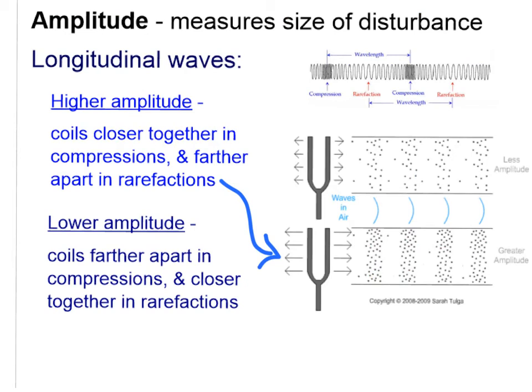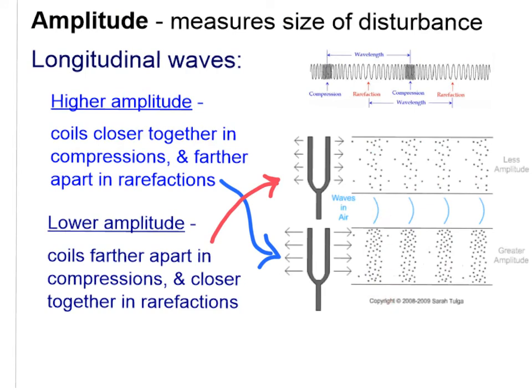When we're talking about lower amplitude, we are looking at relative to each other, relative to a higher amplitude. In lower amplitude, the coils in the compressions are not quite as close. They're a little bit farther apart than when I have more amplitude. And then also, the coils are a little closer together in the rarefactions. So you would see more of an even distribution between the compression and the rarefaction, as opposed to higher amplitude, where you see much more dynamic difference between the two.